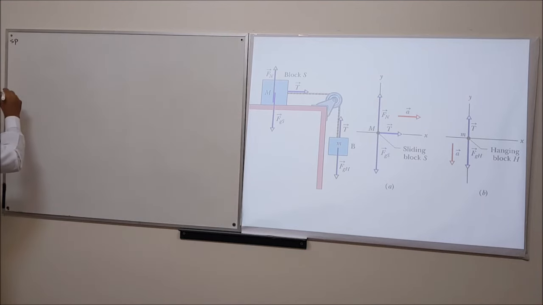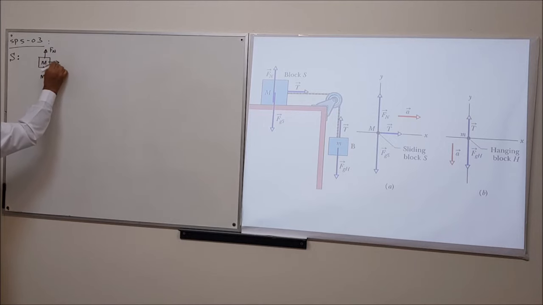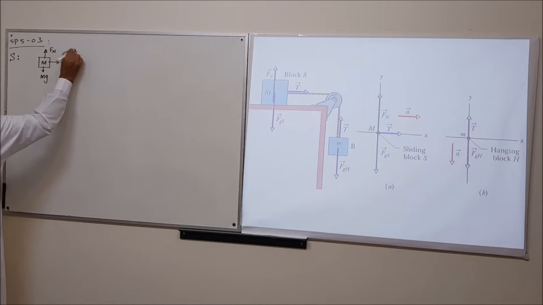This is sample problem 503. Let's start with the sliding block, S. Its free body diagram, again, is here. It has mass capital M. This is its gravitational force, the normal force. It is sitting on a surface. And this is the tension T, and here is the acceleration A.